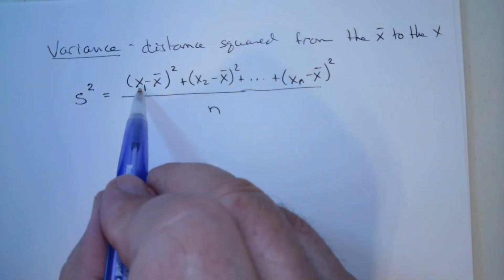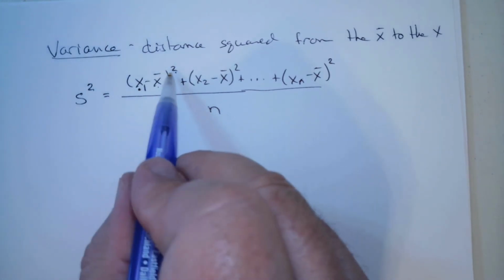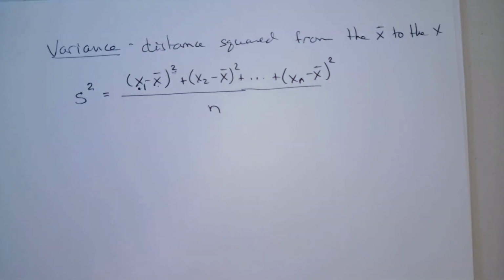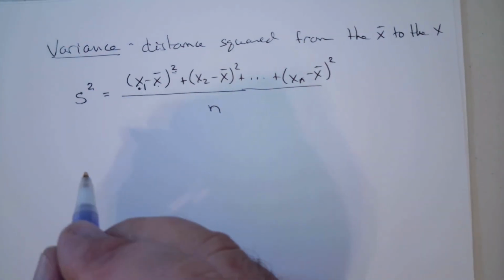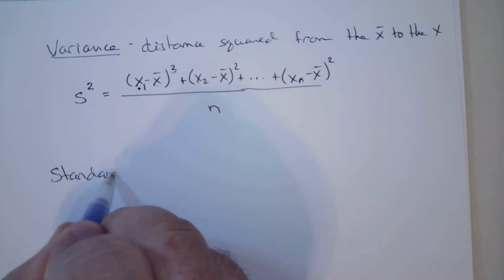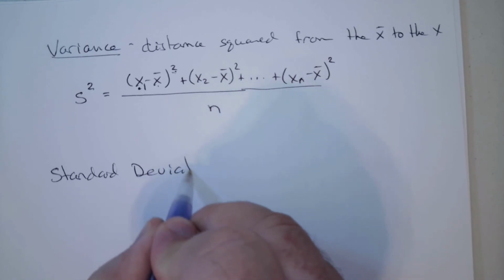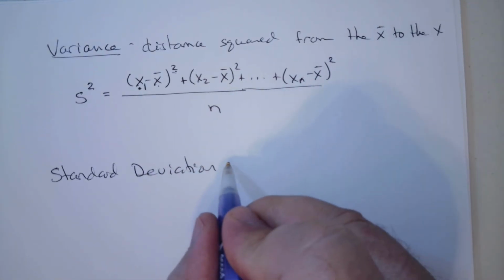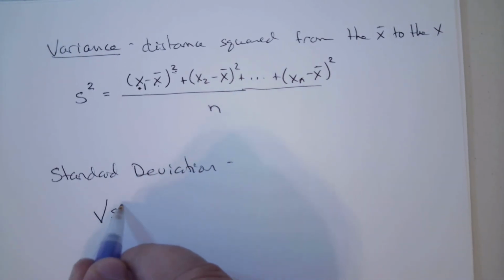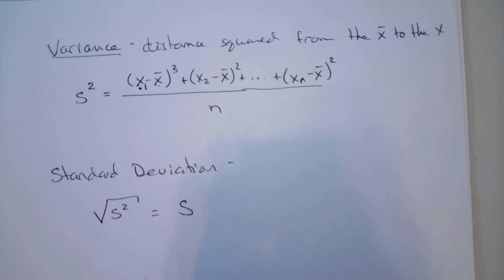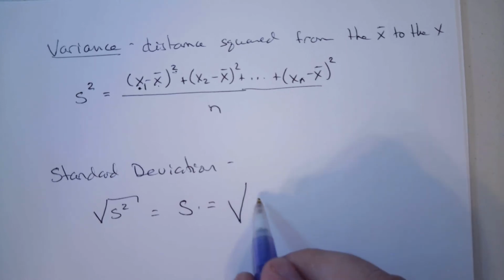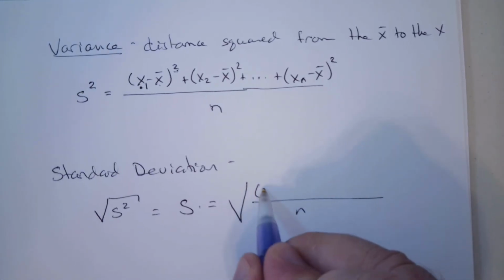So we have our data numbers, we find the average, subtract them, and square it. What that does is this square gets rid of the negative numbers, but it's going to make it an inflated number. And then the standard deviation is the square root. The standard deviation is s. It's the square root of all that.